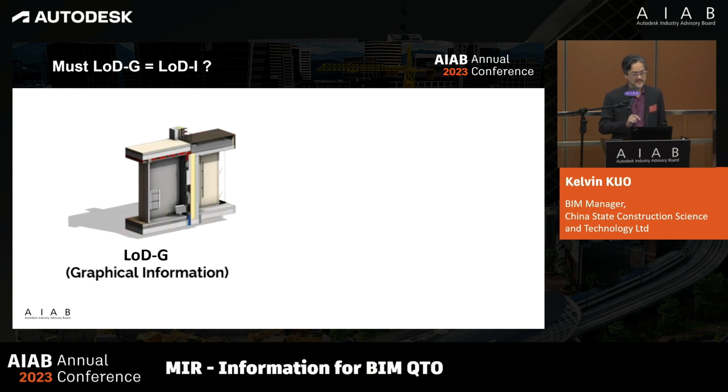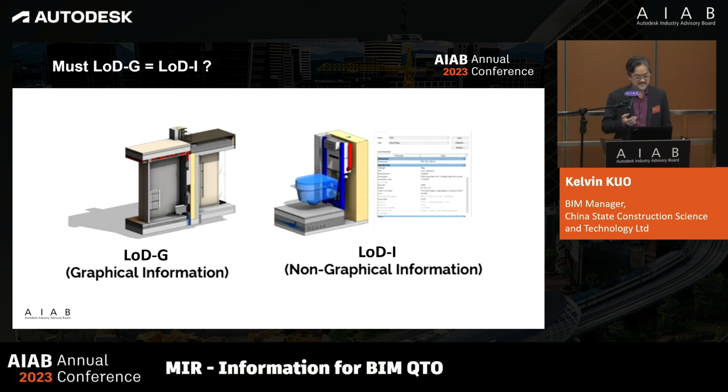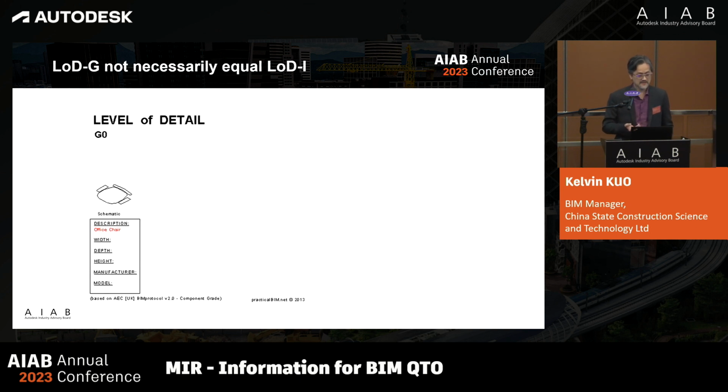There should be a question: is LOD-G going to equal LOD-I? In phasing, we can say LOD-G is numbered 100 to 400 and LOD-I from 100 to 500. Are they going to increase simultaneously at the same time? My answer is no.